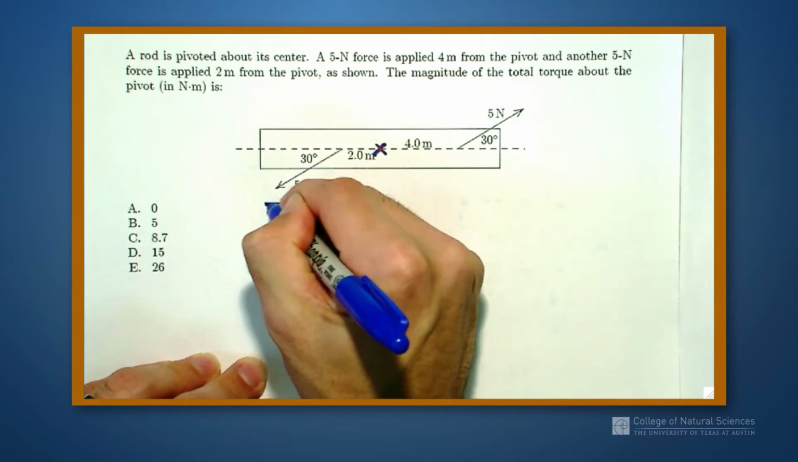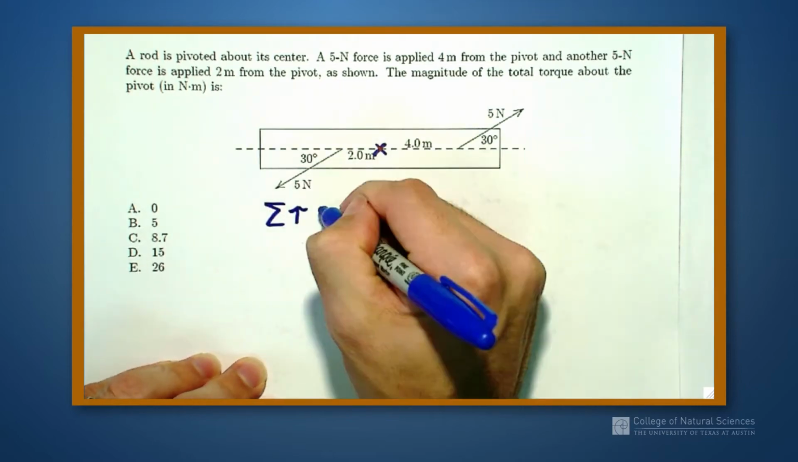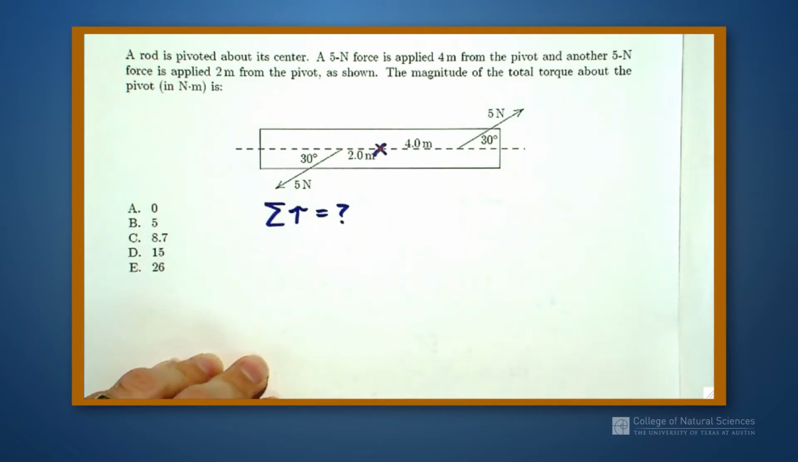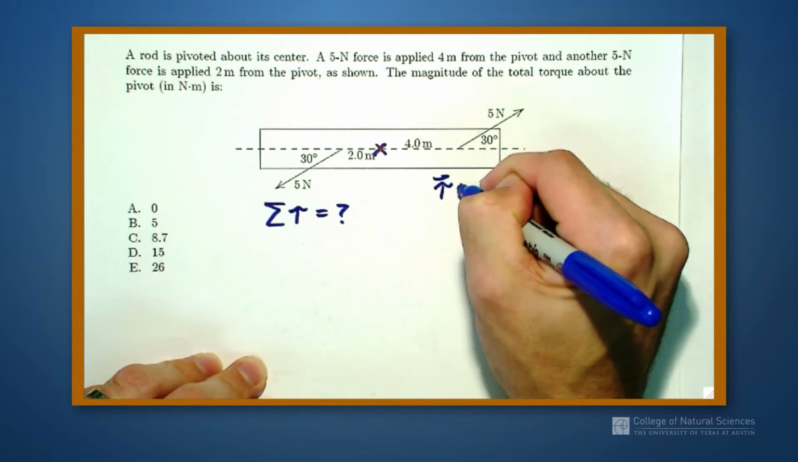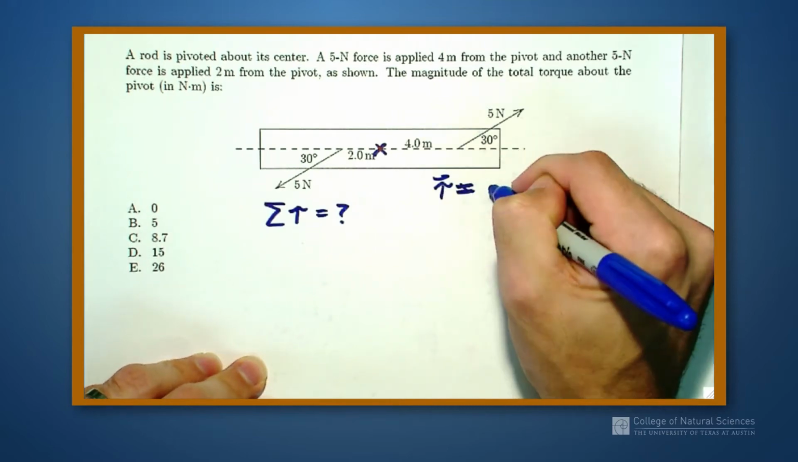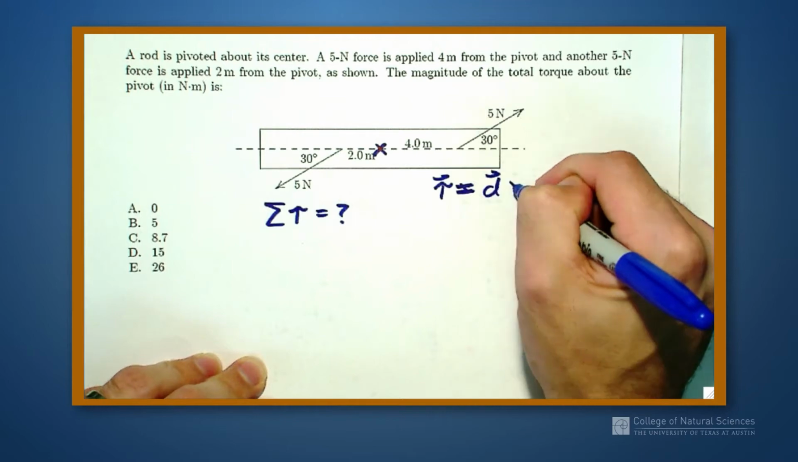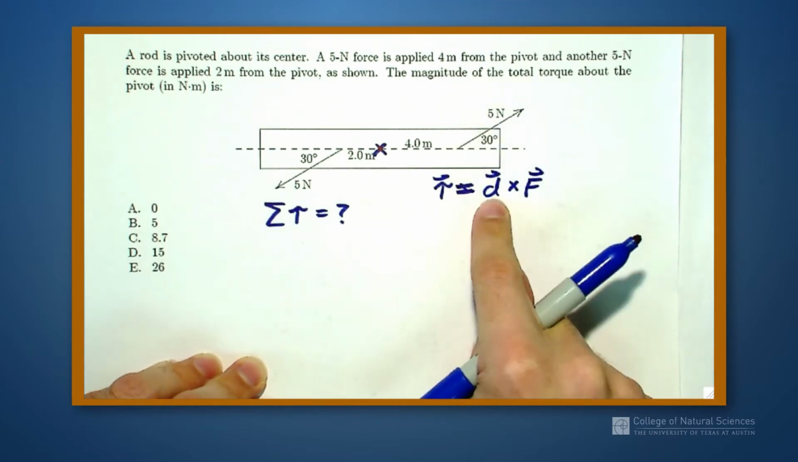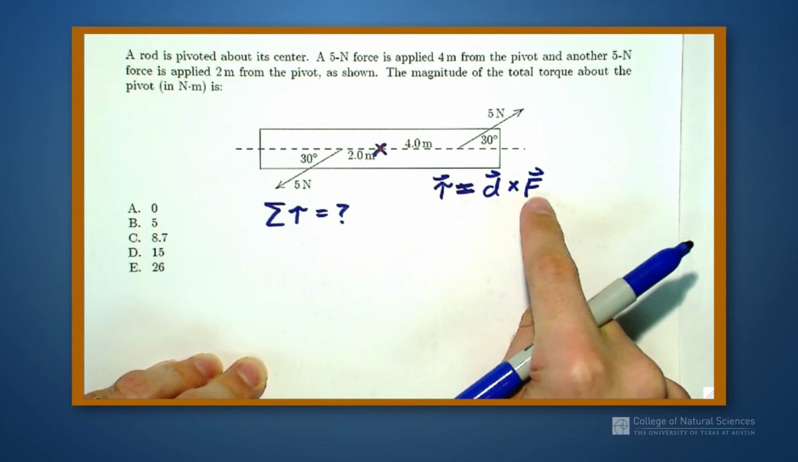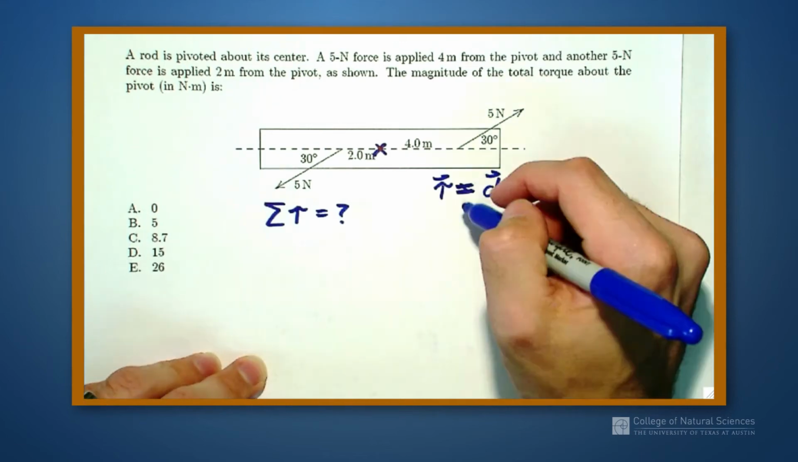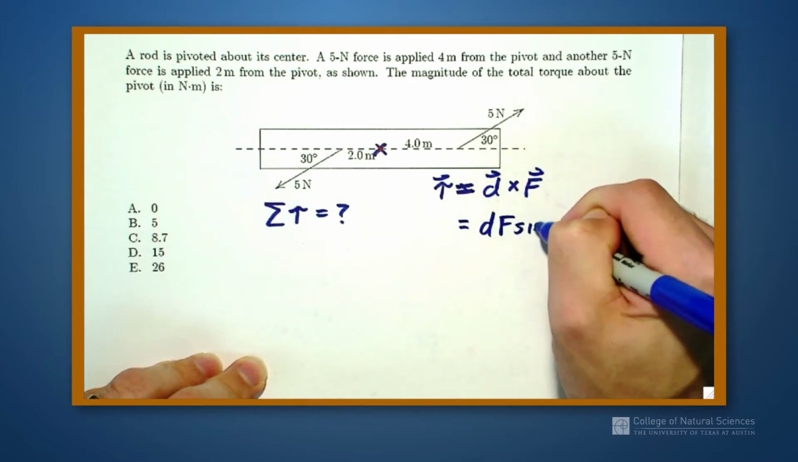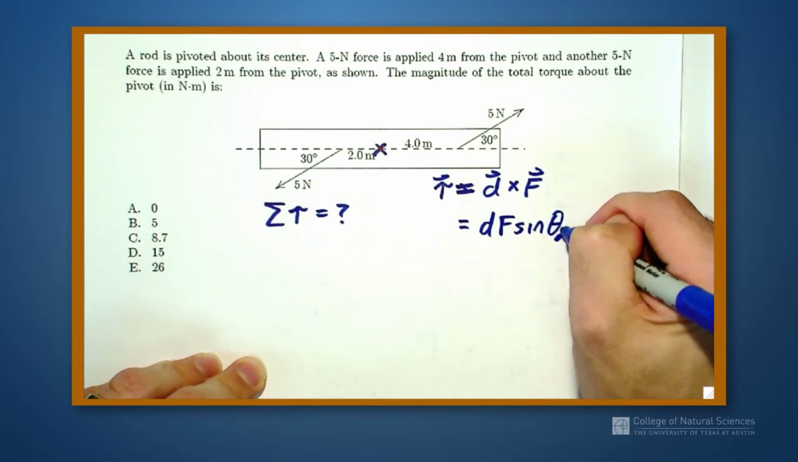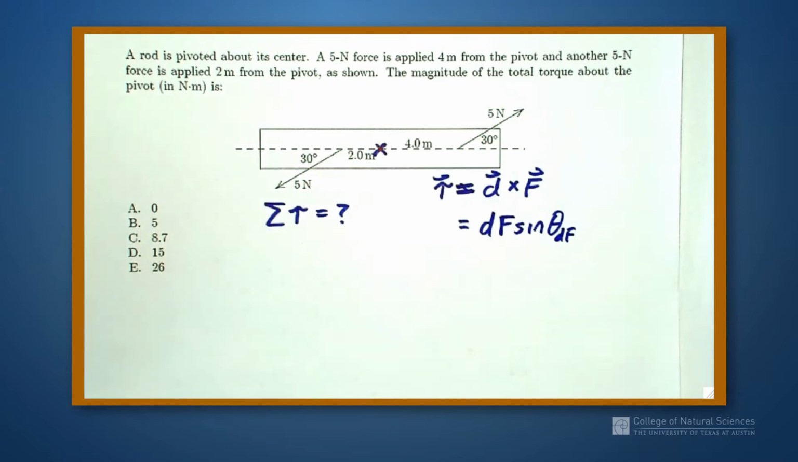So we want to figure out what our total torque is on this problem. Well, we know that torque, by definition, is given by the distance a force is away, and we multiply the distance vector crossed into the force vector. The way that we normally remember this when solving problems is d f sine of theta, where theta is the angle between the d and the f vector.